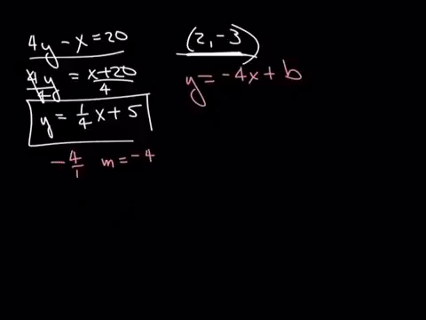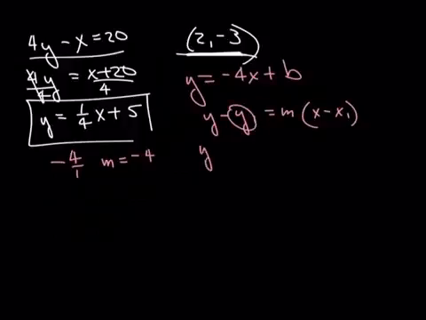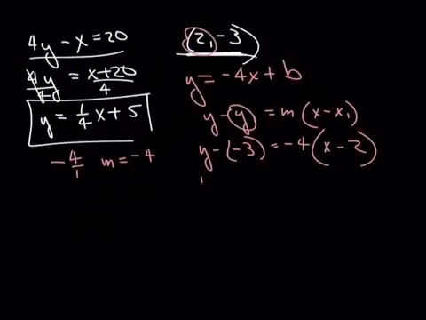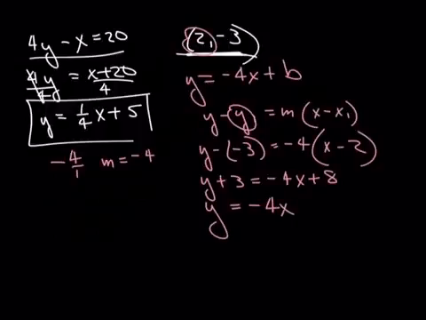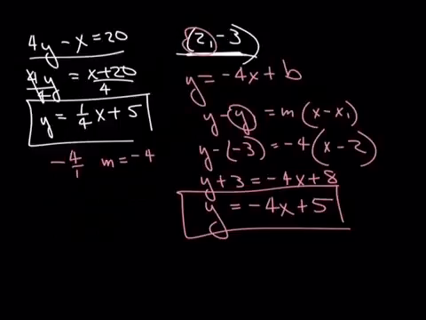So what I'm going to do, I'm going to use my y minus y1 equals m times x minus x1. And I'm going to put my -3 in for that. My slope is going to be -4, and I'm going to put a 2 in for that. Okay, so it gives me y plus 3 equals -4x plus 8. Get that 3 out of there. And there's my new equation.